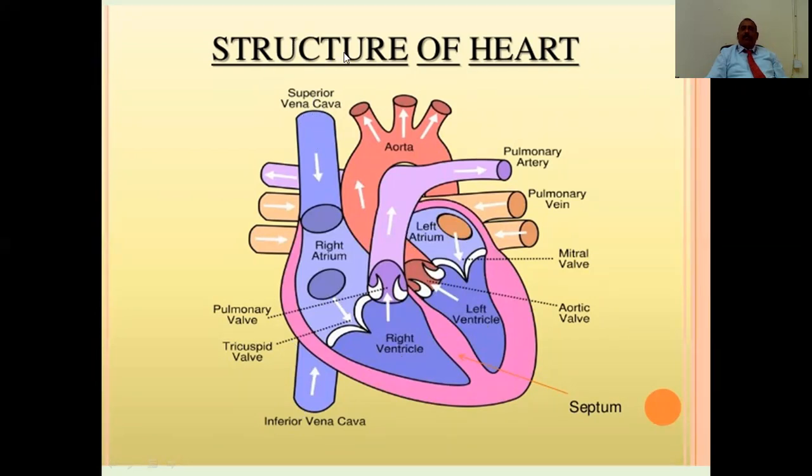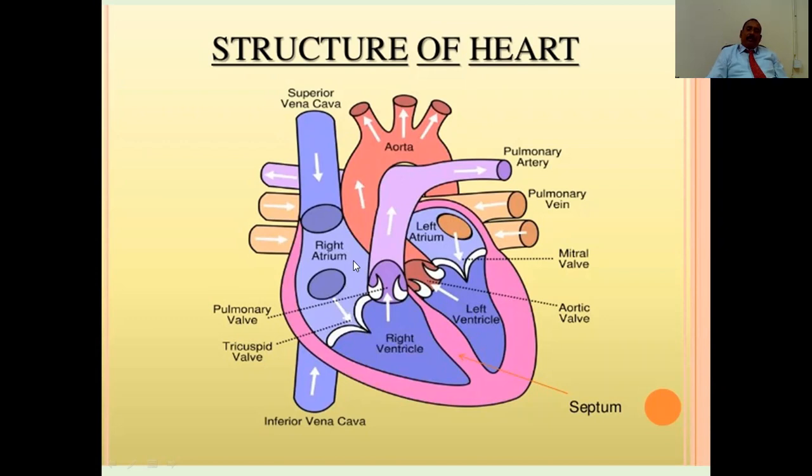The blood from the head, upper limbs, neck, and other upper parts of the body is collected through the superior vena cava, and the blood is taken to the right atrium. Similarly, blood from the lower limbs, abdomen, and other parts of the lower body is taken by the inferior vena cava, and they carry the blood towards the right atrium. So from the right atrium, the blood is pumped to the right ventricle. So this is the right ventricle.